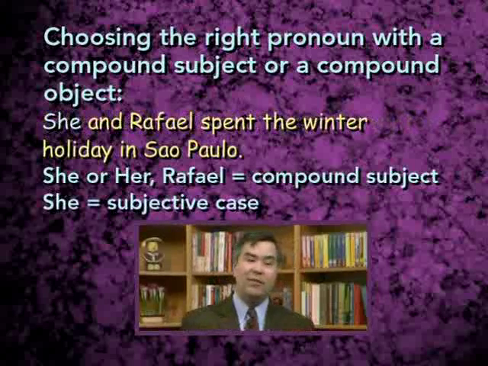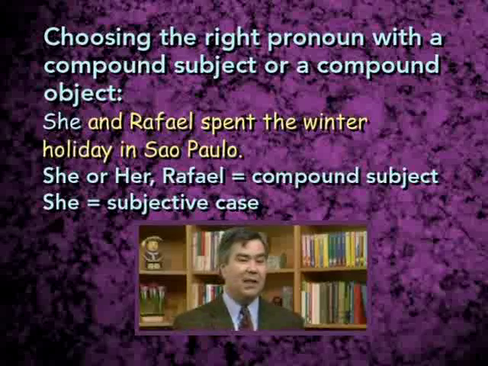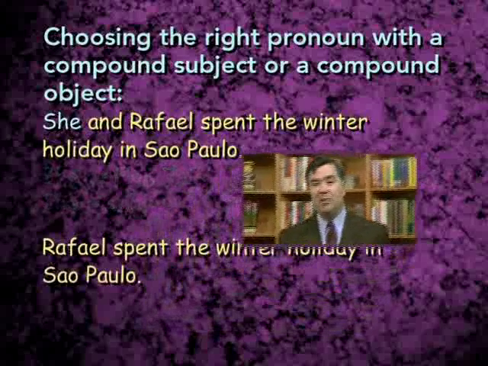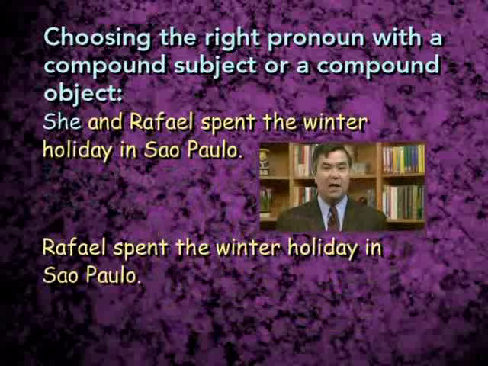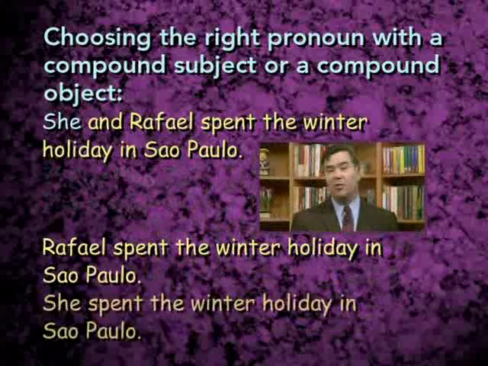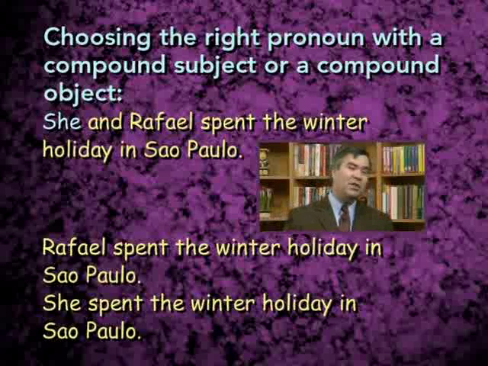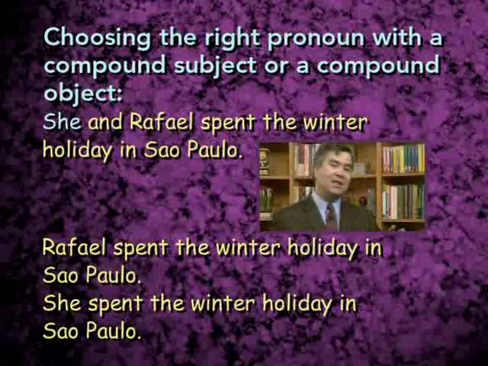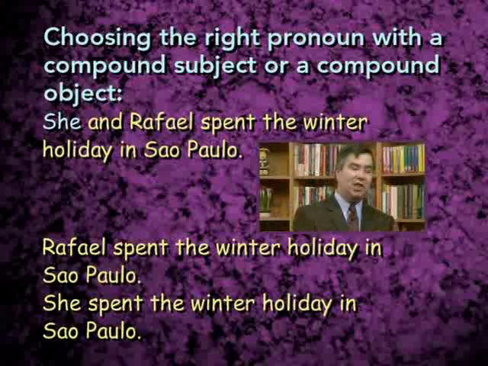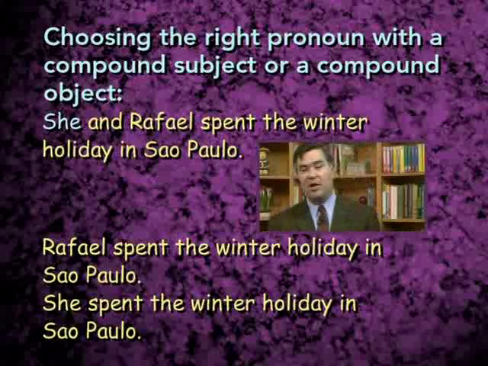However, if this isn't obvious, break it into two sentences and then it becomes obvious. One sentence would be, Raphael spent the winter holiday in Sao Paulo. The other would be, she spent the winter holiday in Sao Paulo. Once you separate out the two subjects, then it becomes very obvious that the subjective case is correct and she would be used rather than her.